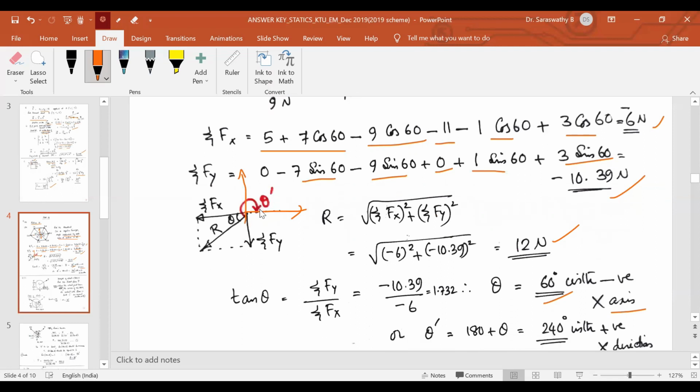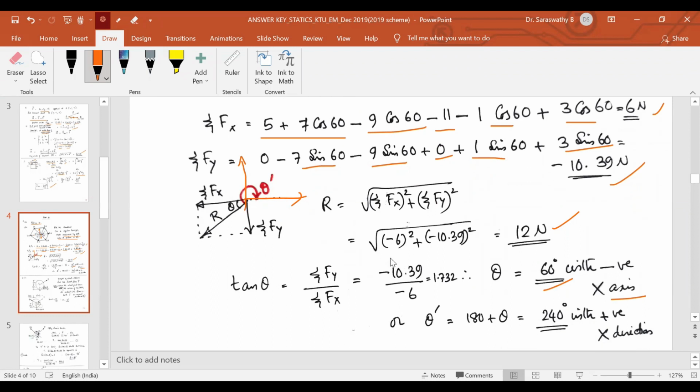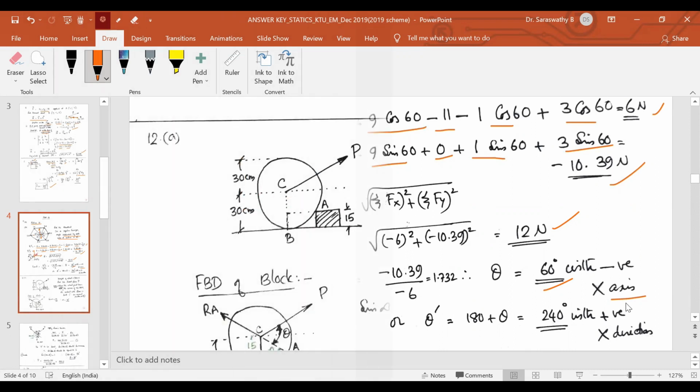Or if I want it with the positive direction, this is 180. So 180 plus theta. Theta dash equals 180 plus theta, 240 degrees with positive x direction. Okay, so that is the 9-mark question.